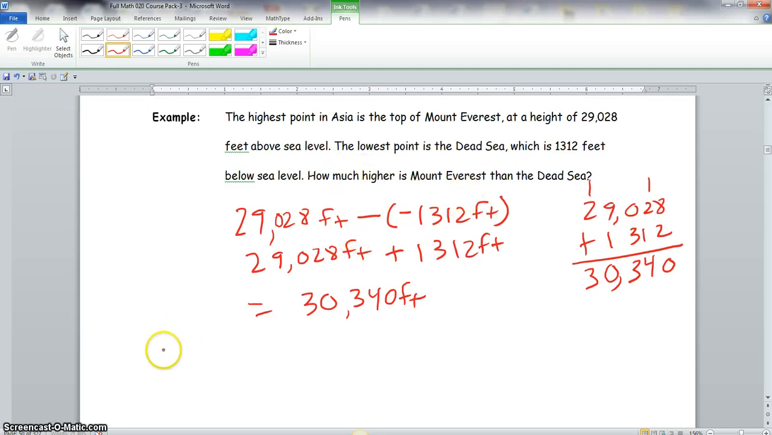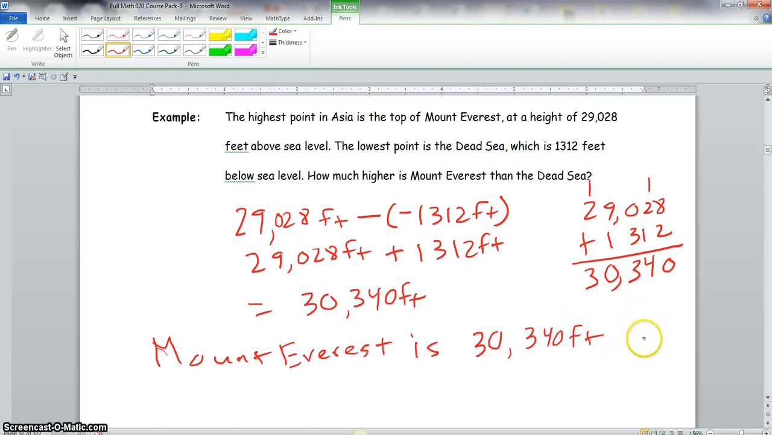So we would say that Mount Everest is 30,340 feet higher than the Dead Sea. So Mount Everest is 30,340 feet higher than the Dead Sea. And that is it.